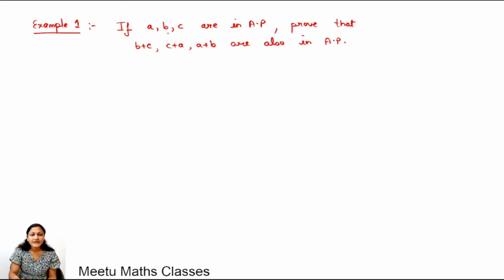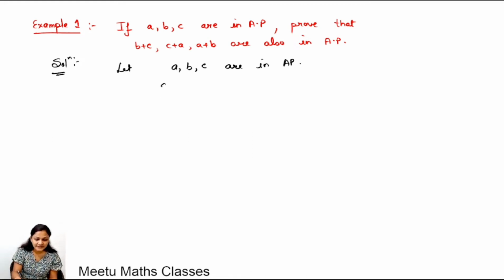The first example is, if A, B, C are in AP, then you have to prove that B plus C, C plus A, A plus B are also in AP. For that, let A, B, C be in AP. Now we know that A plus B plus C is a constant. So I am going to subtract A plus B plus C from each term of this AP.